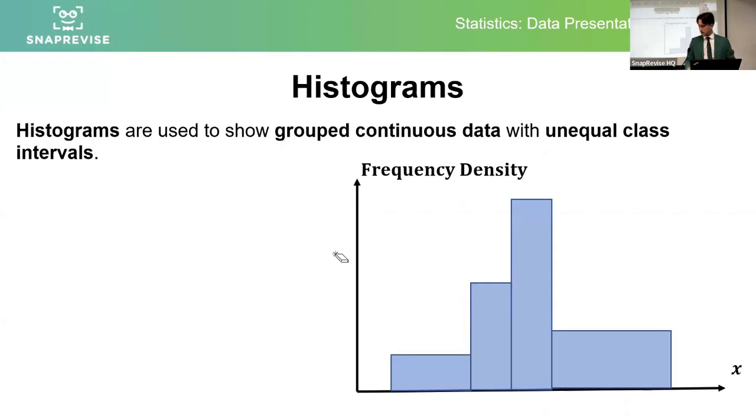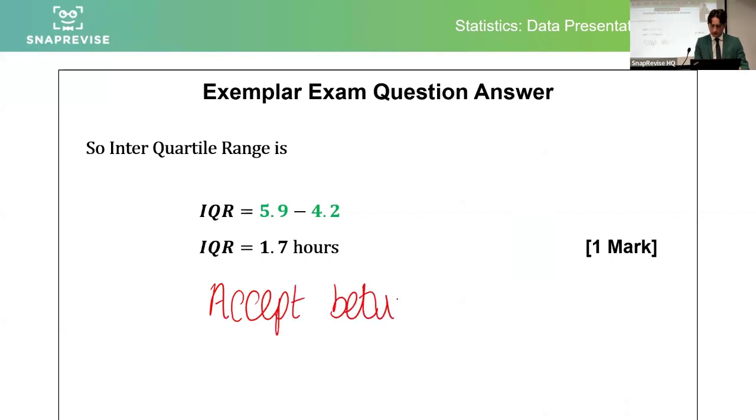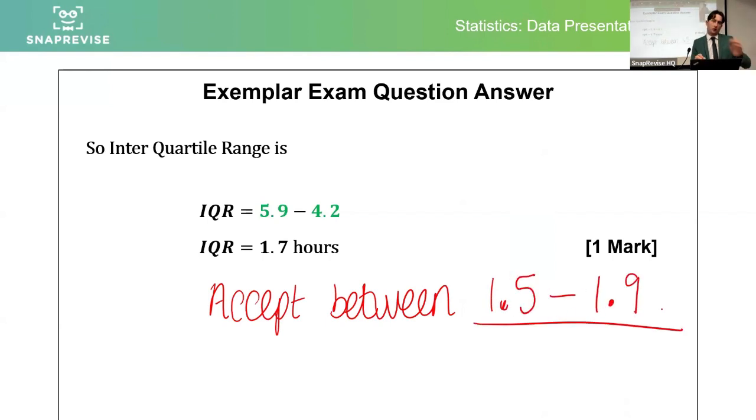Okay, so very well done if you got that. And what the answer would actually accept is anything between certain values, based on the fact you've had to read that off the graph, and you might not have got 5.9, it might have been a bit off. So they'll accept anything in that interval for this particular question.